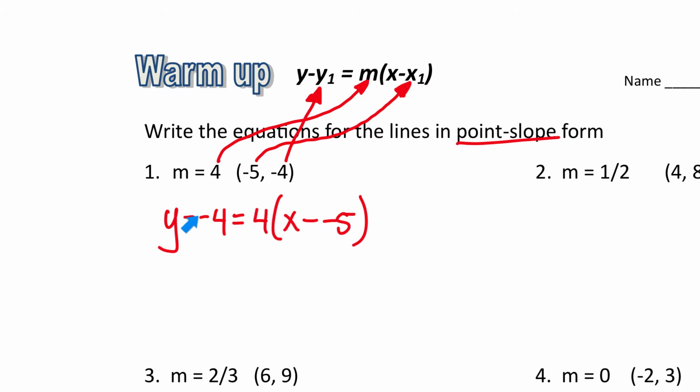But again, when there's two minuses, what do we do with those two minuses? We change them into a positive. Okay, so I'm just going to do it like this. So it should look like that.